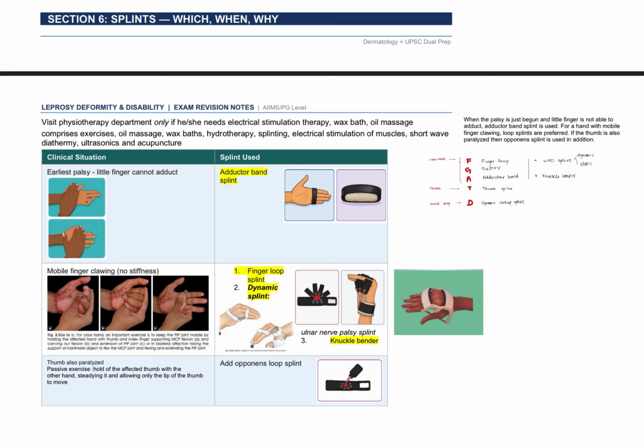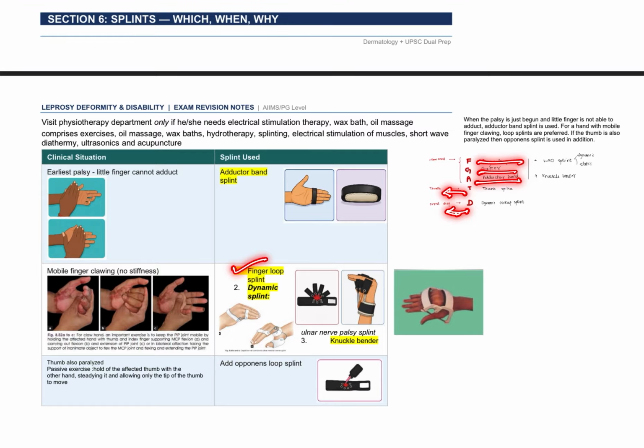How do we remember? For clawing there is FGATD. F is finger loop, G is gutter splint, A is adductor band, T is thumb spica for the thumb, and D is dynamic cock-up splint for wrist drop.